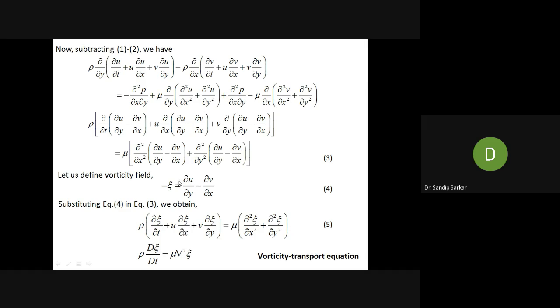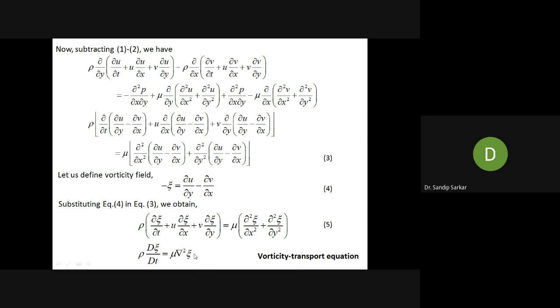where the vorticity zeta is defined as del v del x minus del u del y, or minus zeta equal to del u del y minus del v del x. So basically this is the two-dimensional vorticity that we already know from our fluid dynamics and kinematics class, where we define the vorticity as a function of the velocity gradient. From this definition we have obtained the vorticity transport equation.